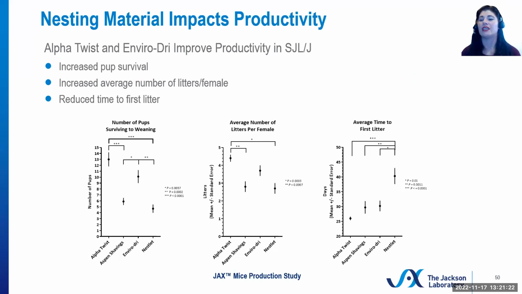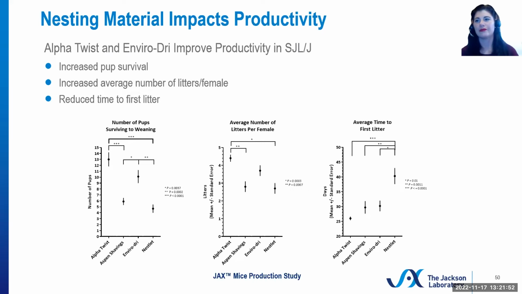We found that the alpha twist and Enviro Dry increased the productivity in the strain by increasing pup survival and the numbers of litters each female produced, as well as decreased the time before the first litter. On the left, the number of pups that survived to the weaning increased with the use of these 2 enrichments. The center graph shows the average number of litters per female, and the right represents the data for the days until the first litter, which you can see has decreased.